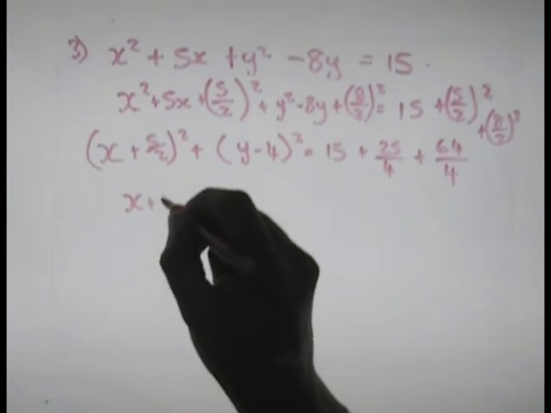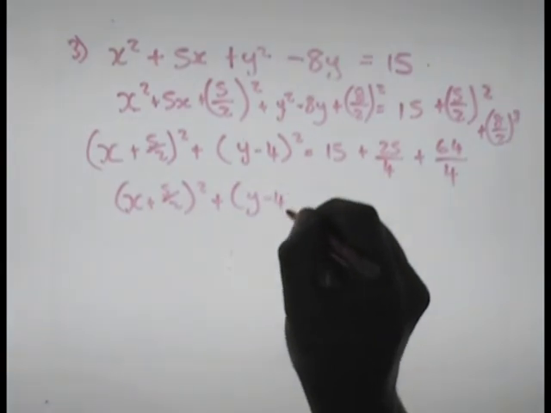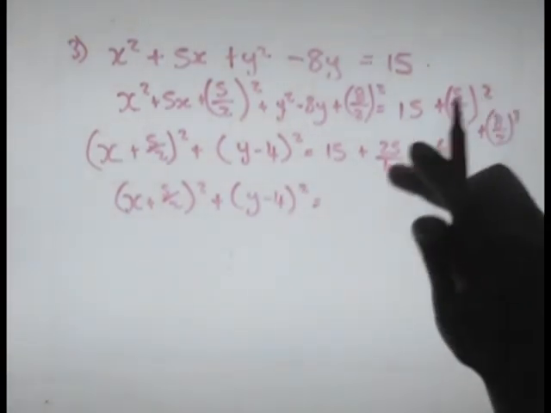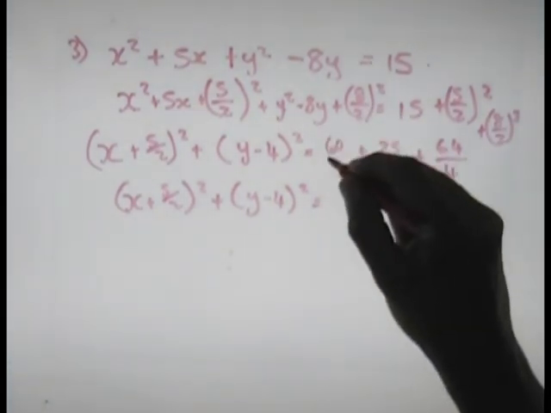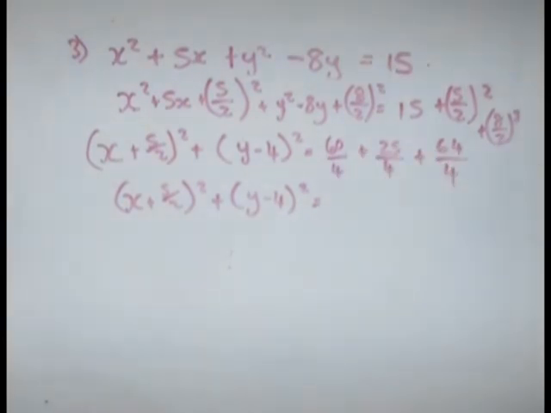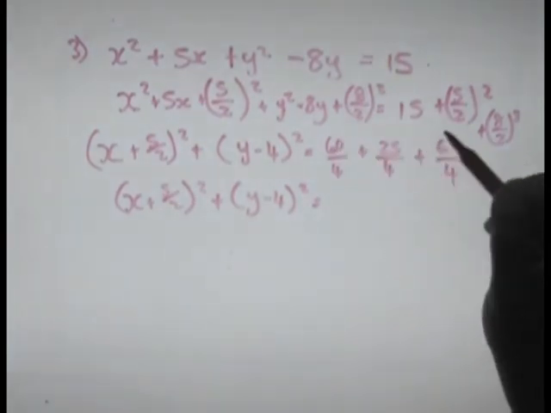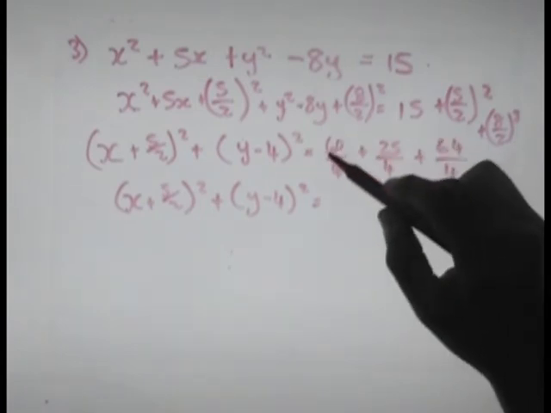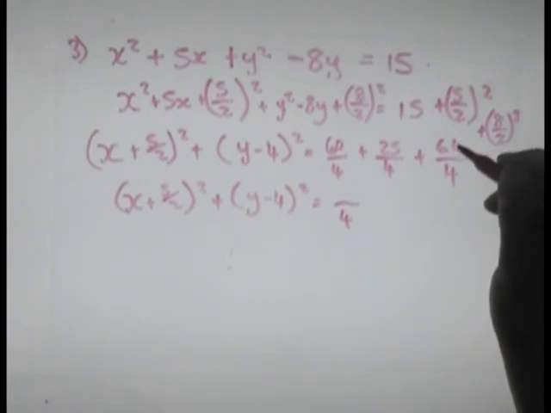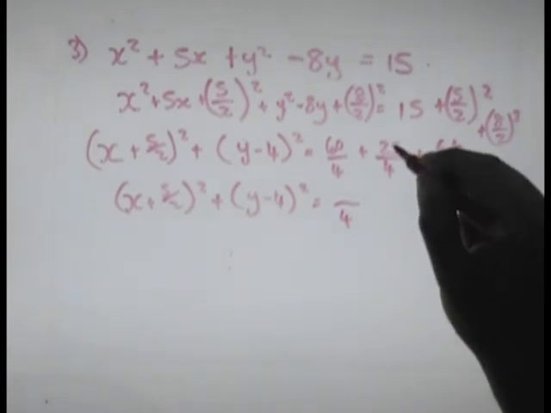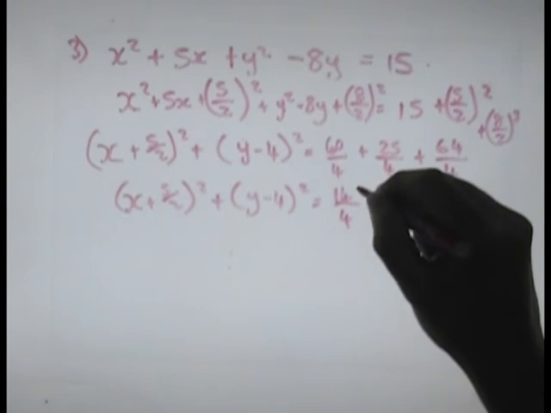This means that (x + 5/2)² + (y - 4)² is equal to, now 15 is the same as 60/4. 60 divided by 4 is 15. Why did I do that? To get a common denominator. 60 + 25 + 64 over 4. 60 plus 64 is 124. 124 plus 25 is equal to 149.